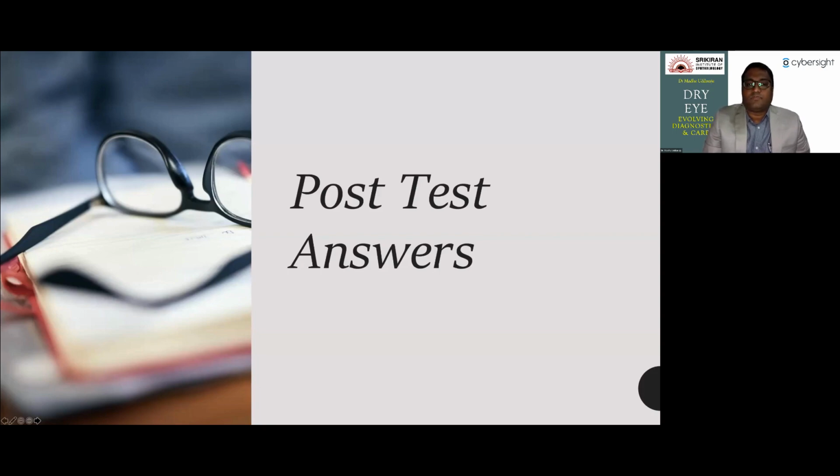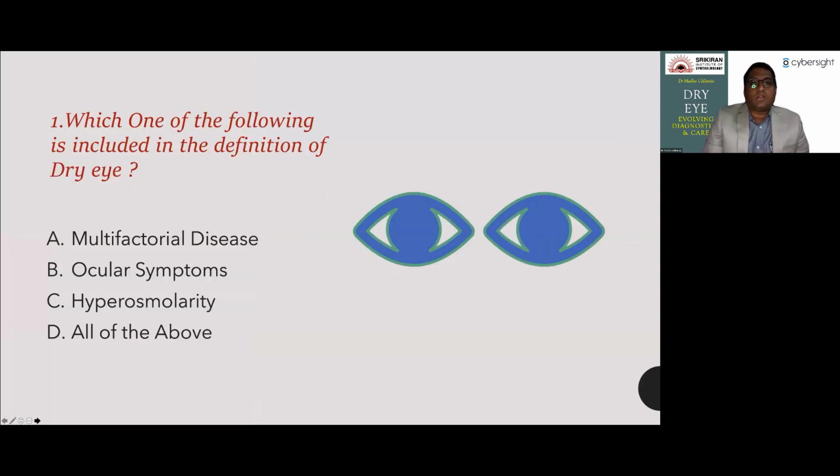We'll go back to the five questions that I asked you at the start of this session. Which one of the following is included in the definition of dry eye? Multifactorial disease, ocular symptoms, hyperosmolarity, all of the above. Thank you. That's a 94% correct answer. I'm so happy for that. So all of the above is the right answer.